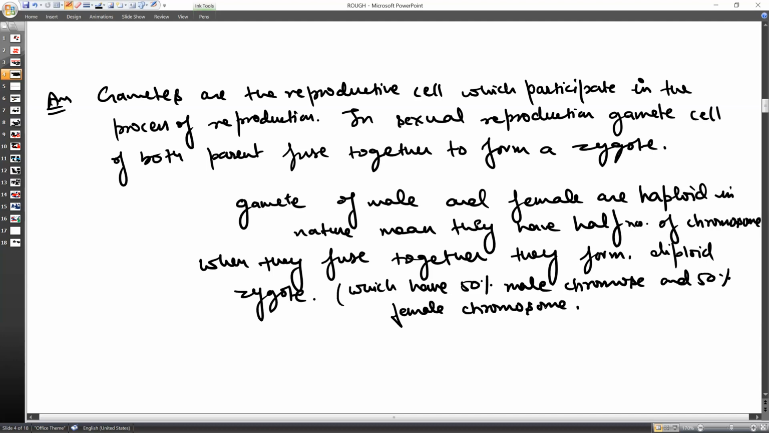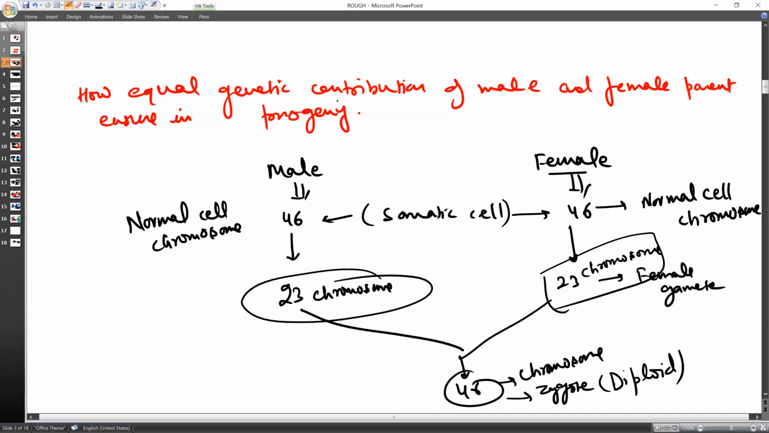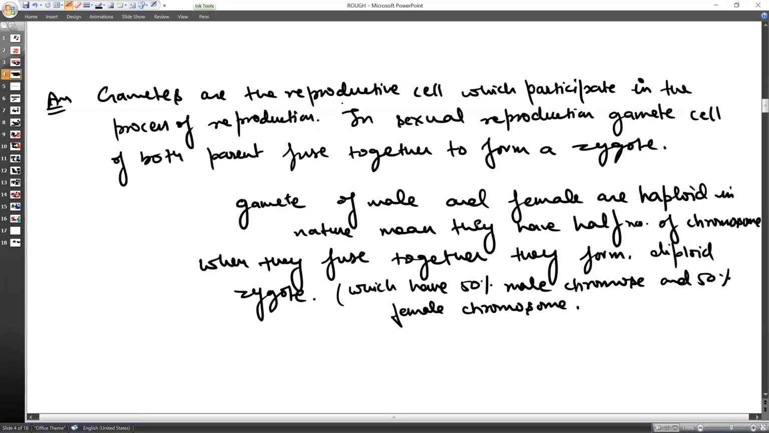Got it? So you have to answer this this way. The question is: first of all, how does equal genetic contribution of male and female parents ensure the progeny? First of all, you can write this portion first: gametes are the reproductive cells which participate in the process of reproduction.